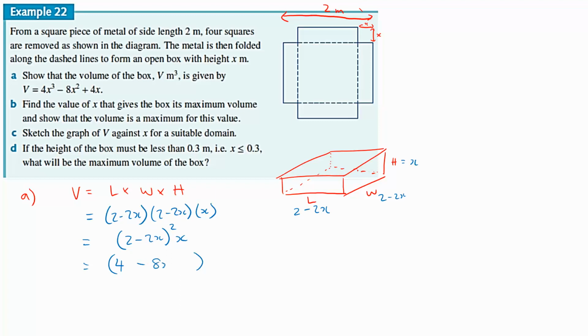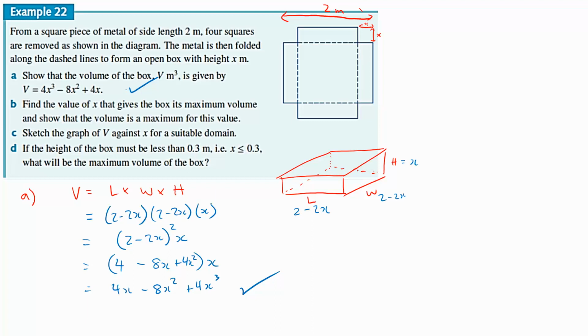Minus 8x plus 4x squared times x, and that gives you 4x minus 8x squared plus 4x cubed, which is exactly what we wanted. Okay, that's proving. But you can see how I'm doing it. I started off with your question, the type of method I'm approaching. I had my diagram and I've drawn what the length, width, height is. I've simplified. None of these steps have I made any assumptions.